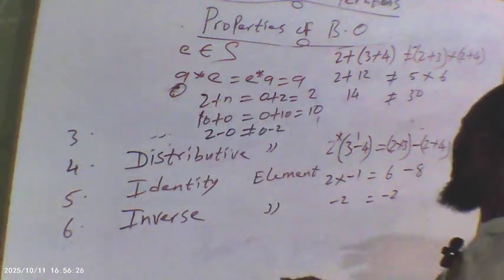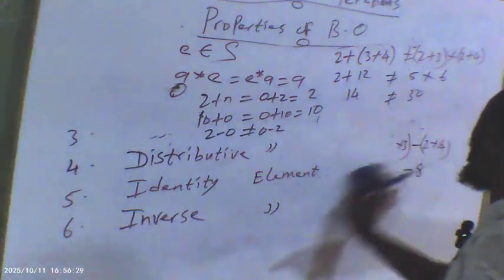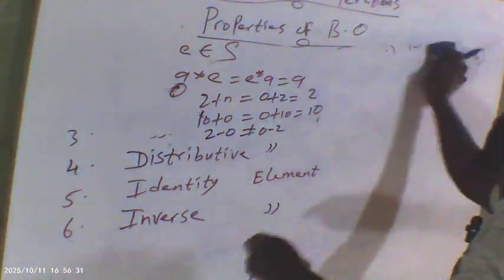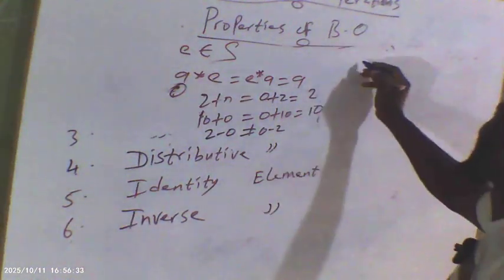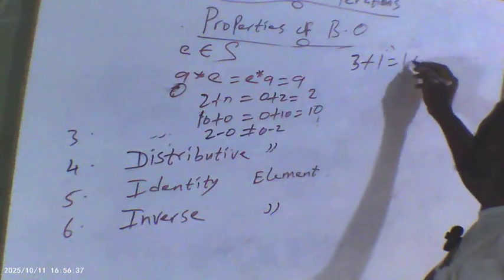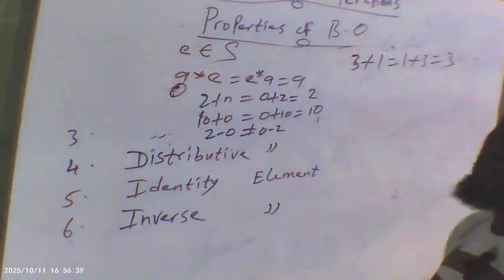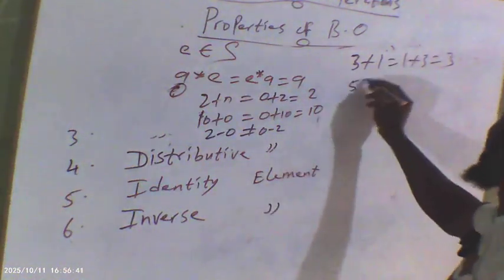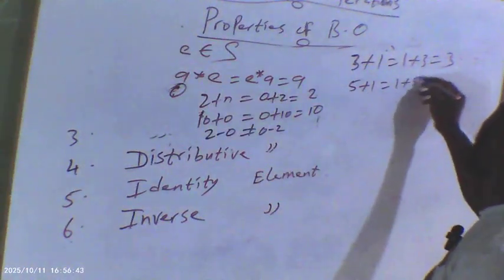0 is only the identity element under addition. What of multiplication? 1 is the identity element under multiplication. For example, 3 times 1 is the same thing as 1 times 3, which is 3. 5 times 1 is the same thing as 1 times 5, which is 5.